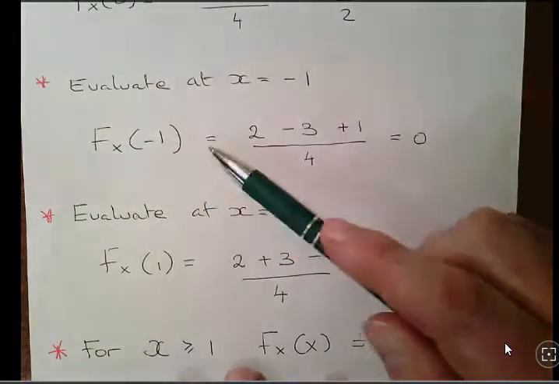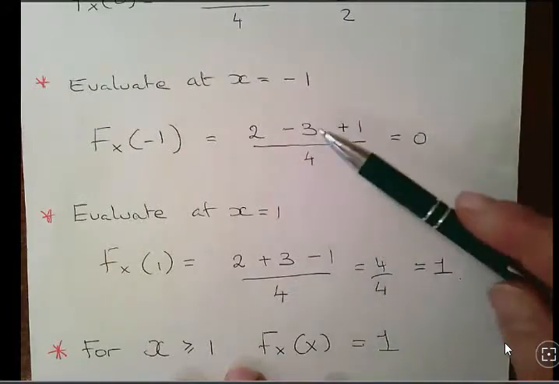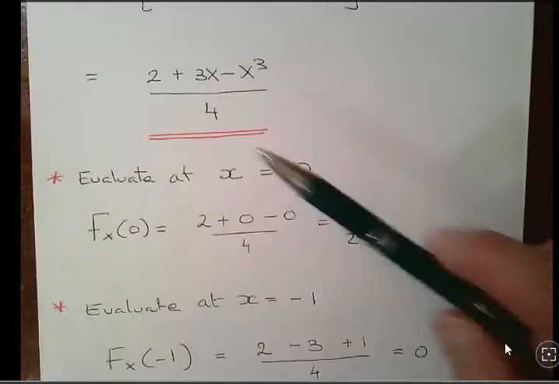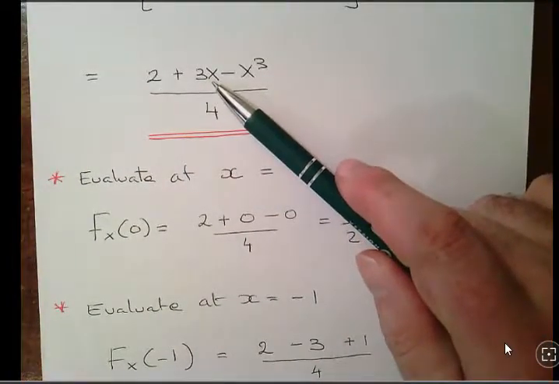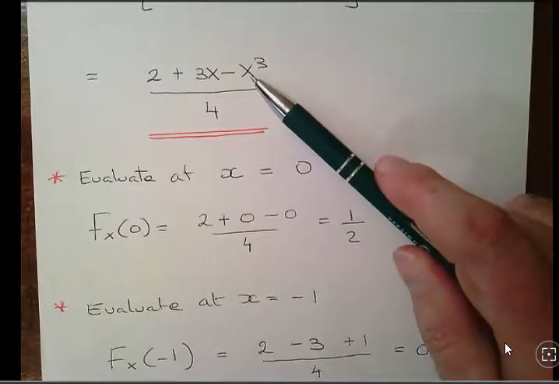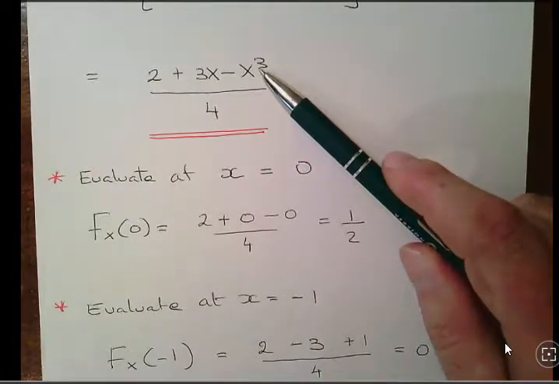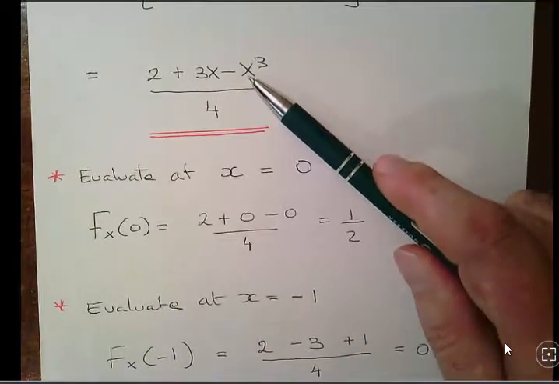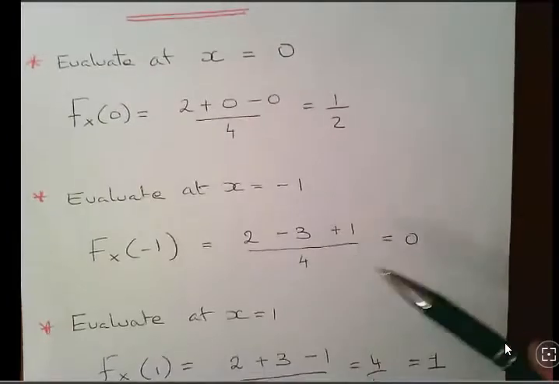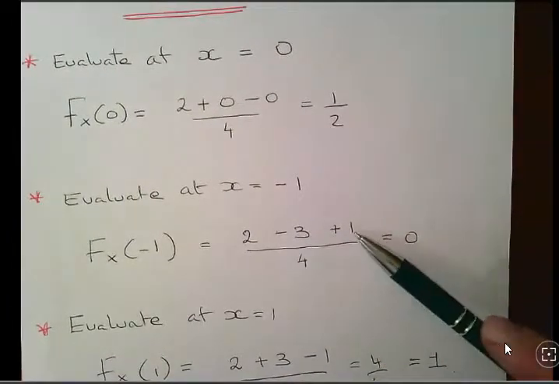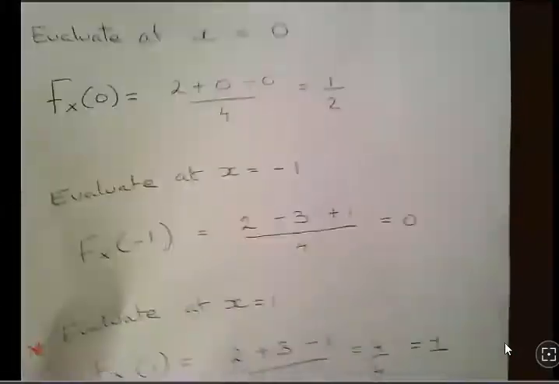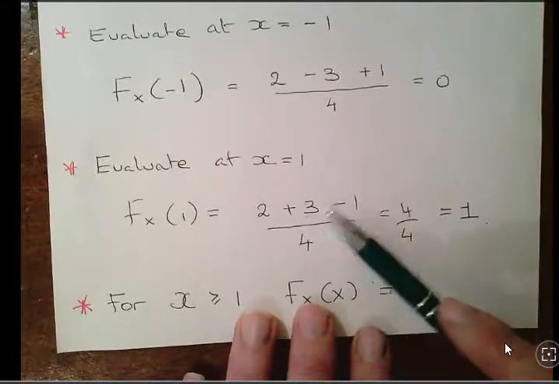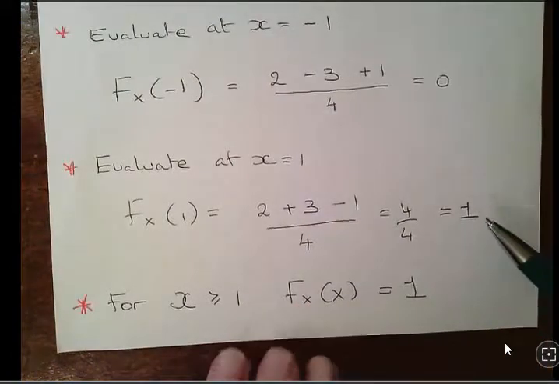Okay, and we get 2 minus 3 plus 1 over 4. Just to show you what I mean there: 2 plus 3 times minus 1 is 2 minus 3. Then minus minus 1 cubed, the minus times the minus 1 cubed ends up to be plus 1. So we actually get 2 minus 3 plus 1 over 4 equal to 0. That's exactly what we were expecting. Evaluate at x equal to 1. Something similar. We get 2 plus 3 minus 1 over 4, 4 over 4 equals 1.